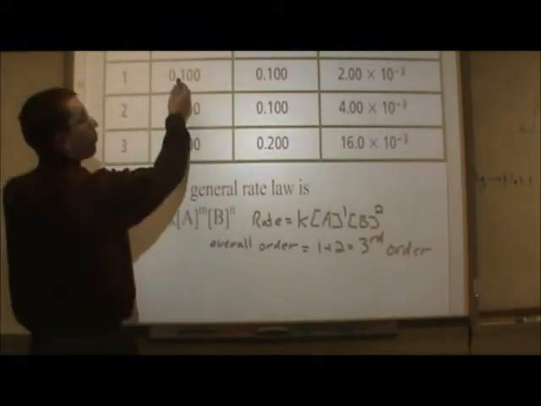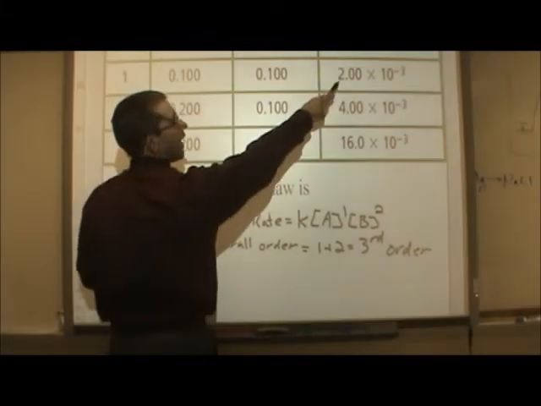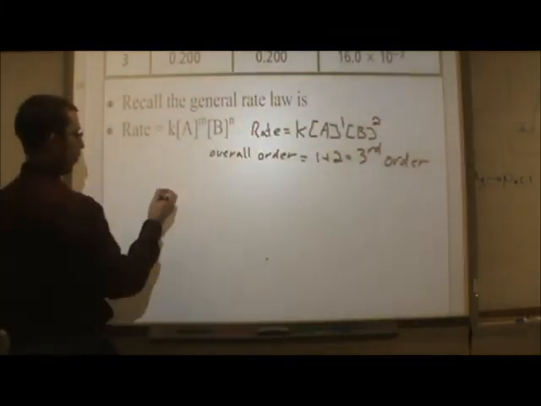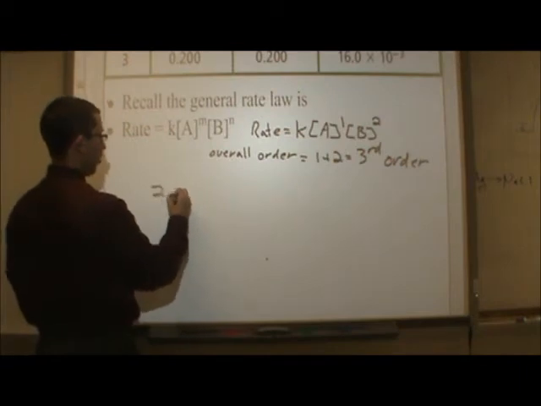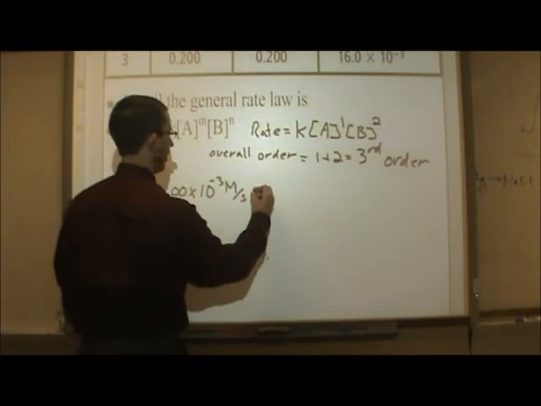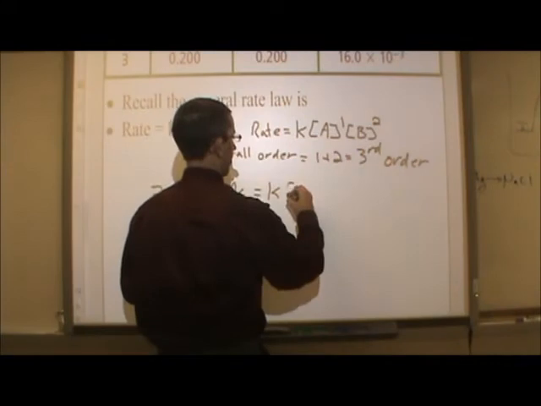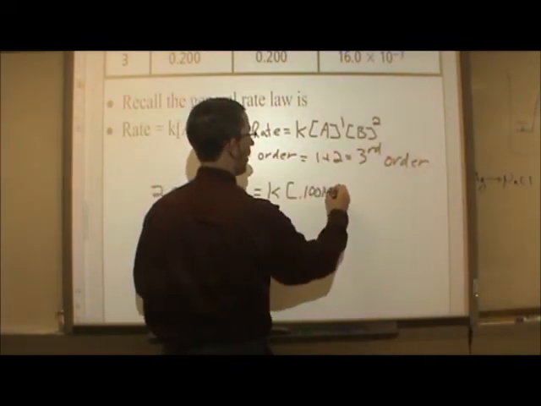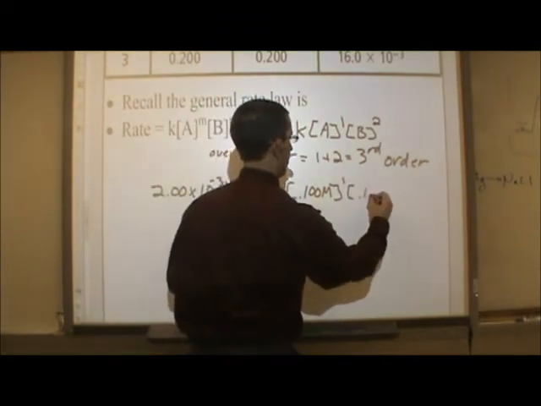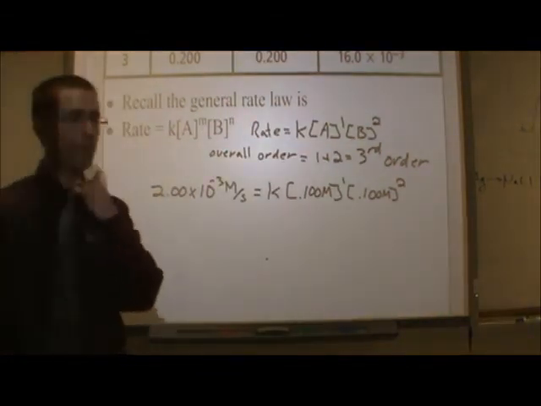Both of them have a 0.100 molar concentration, and our rate is 2.00 times 10 to the negative third. So, for the rate here, I'm going to plug in 2.00 times 10 to the negative third molarity per second is equal to, I don't know K, that's what we're going to find, times 0.100, remember that's the concentration of A, to the first power, times 0.100 molar to the second power. Okay, I'll go grab a calculator.